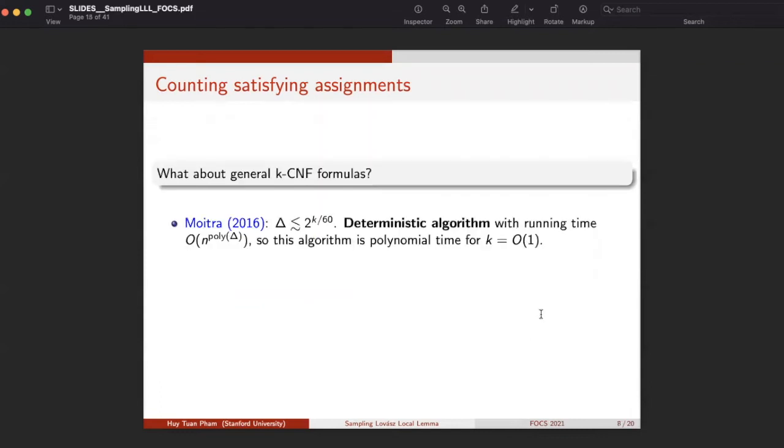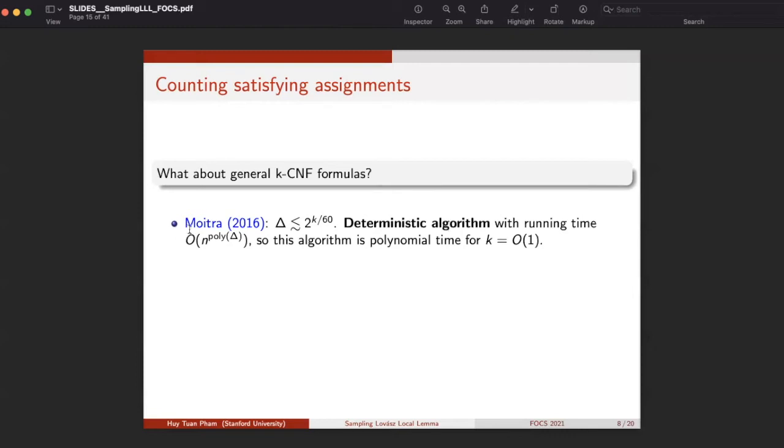Okay, what about general k-CNF formulas with no additional assumption on the structure? In this case, Moitra provides a deterministic algorithm that approximately counts the number of satisfying assignments as long as delta is smaller than 2 to the k over 60. So it's off from the LLL condition by this factor 60. And the running time of Moitra's algorithm is big O of n to the poly of delta. So this is only polynomial time if k and delta are fixed as constants.